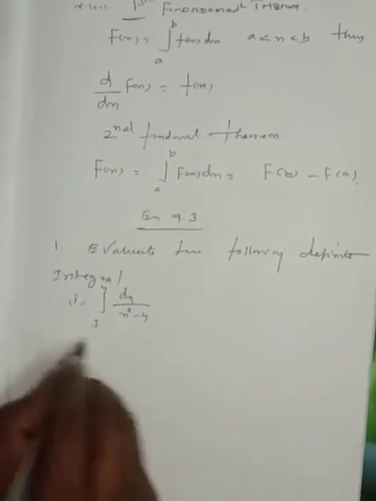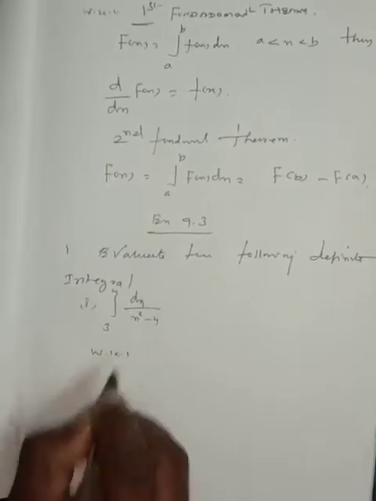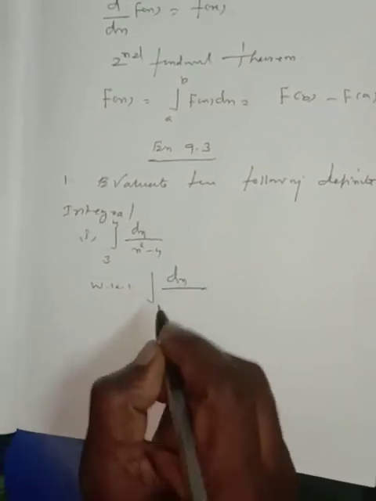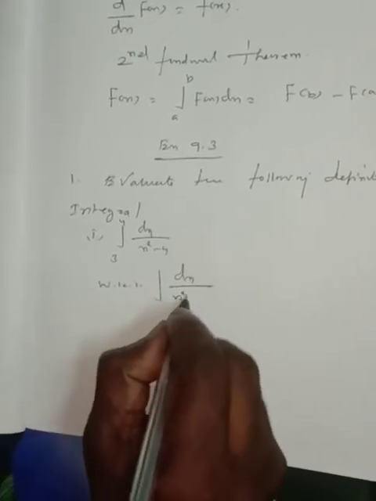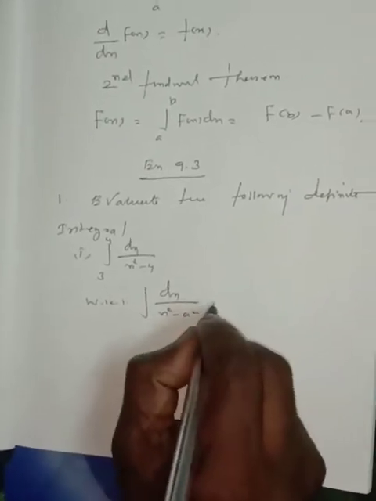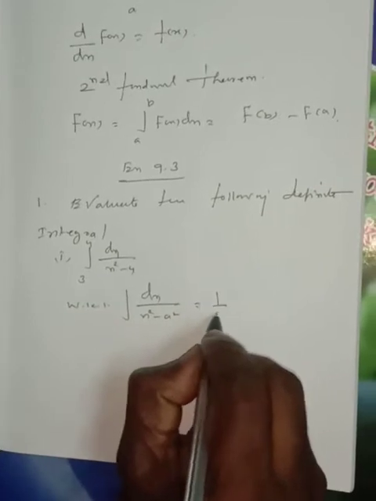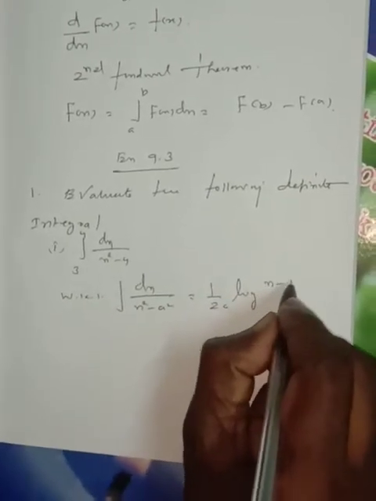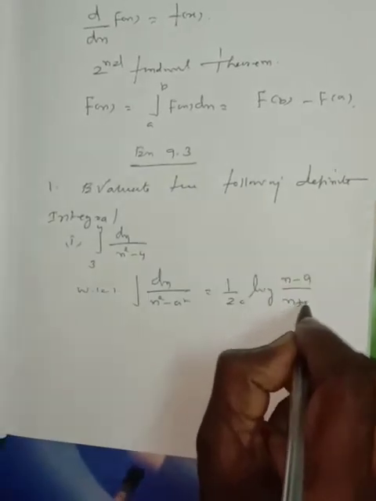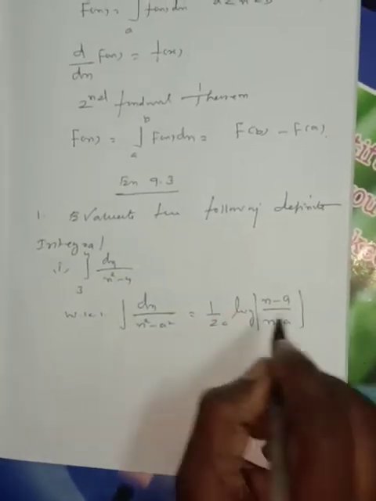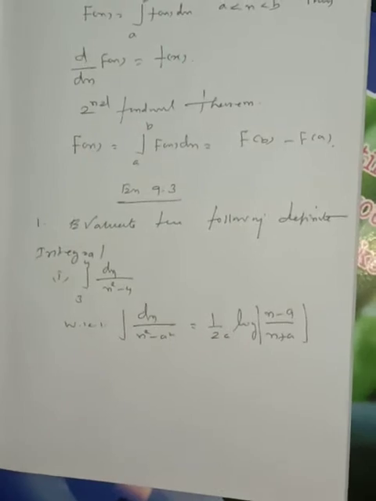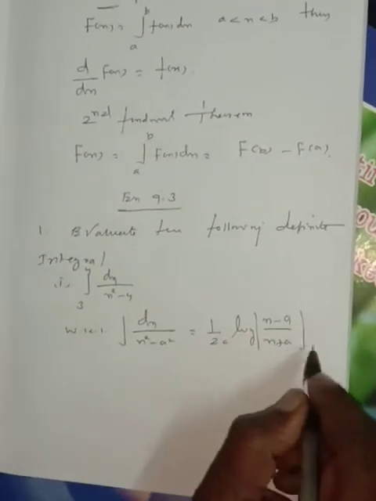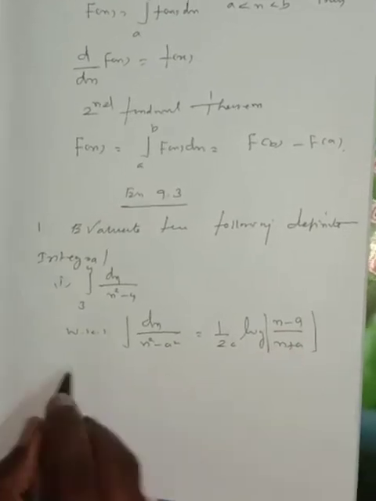We know that the integral of dx divided by x square minus a square is equal to 1 by 2a log of modulus of x minus a divided by x plus a, plus c. Suppose the answer inside the log is negative, we have to take the positive answer.